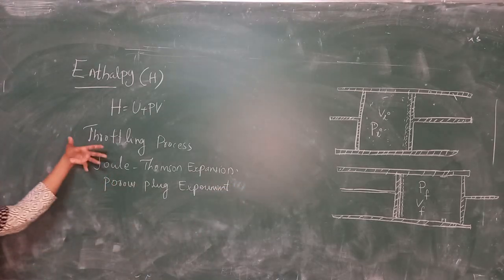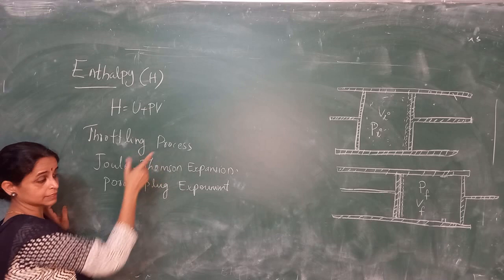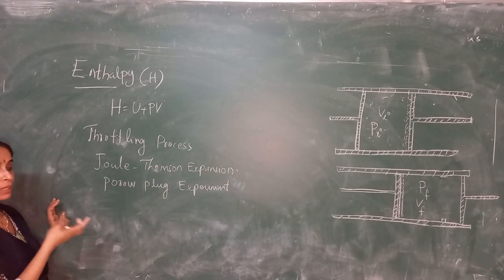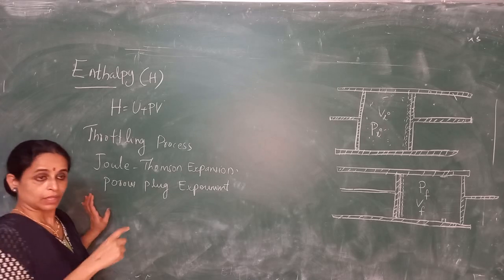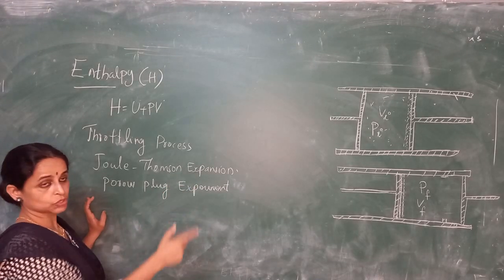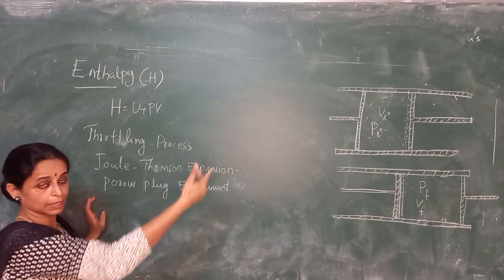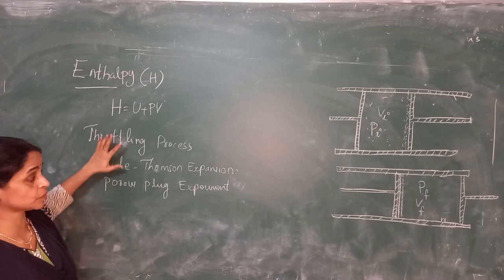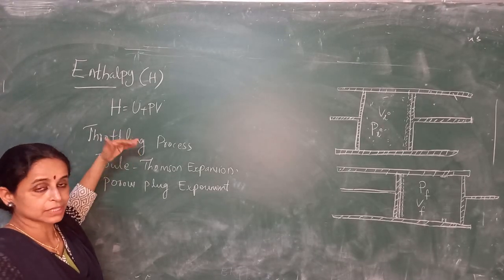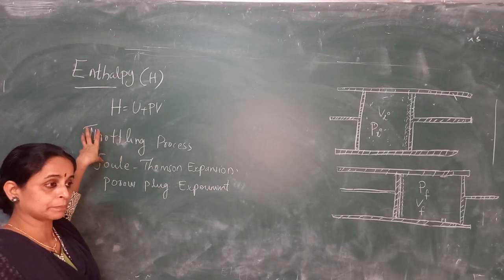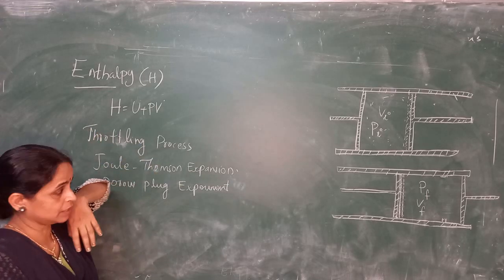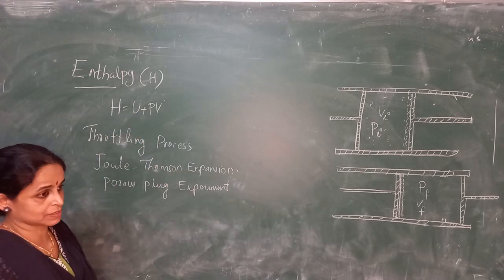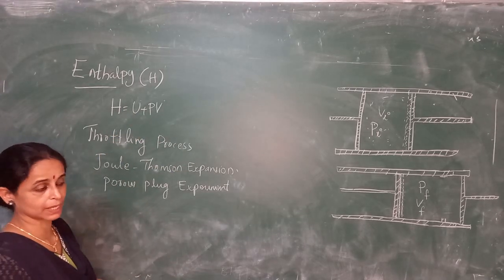Through this throttling process, a gas or a liquid at high pressure can be converted into a low pressure one. Here also the pressure on this side is high and the pressure on the other side is low. In this process we control the pressure, and we can convert the gas or liquid from a high pressure state to a low pressure state. This is also known as the porous plug experiment.